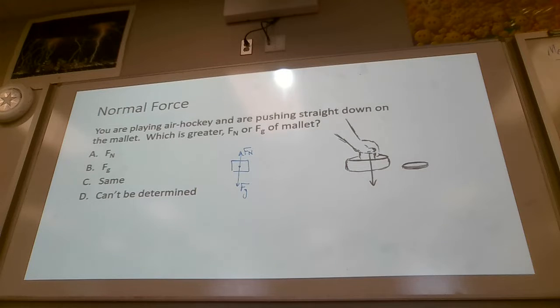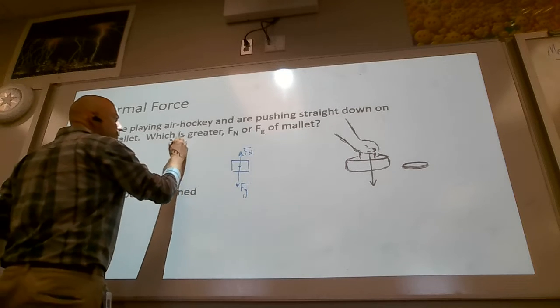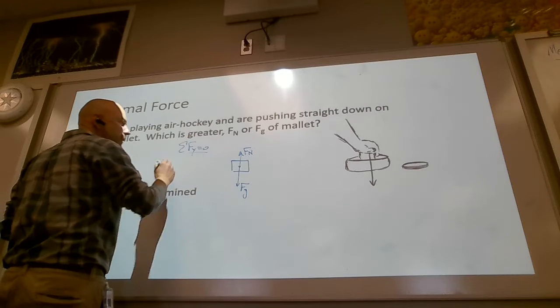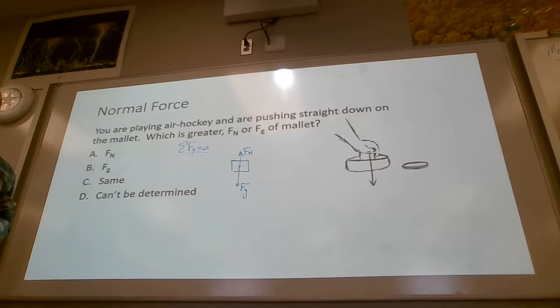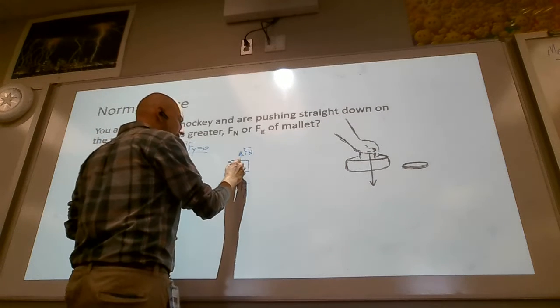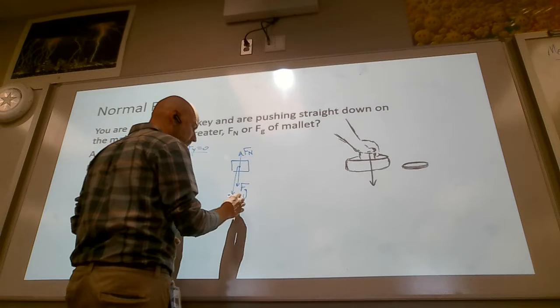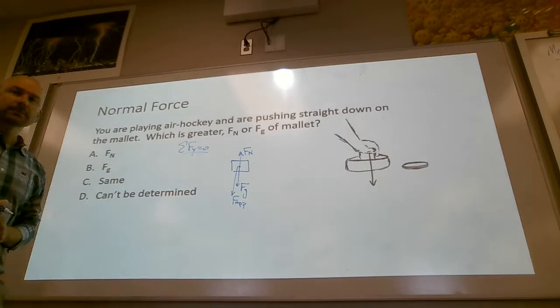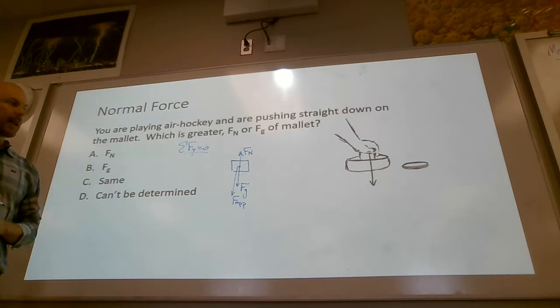If it was at rest, or sorry, it is at rest, if there was no applied force, it was sitting there at rest, so you know the sum of the forces in the y direction is equal to 0. And normal force would be equal to the force of gravity. Okay, does that make sense? If it was just sitting there. Now, you come along and you push down on that. The applied force, whether it's more or less than the force of gravity, does not matter.